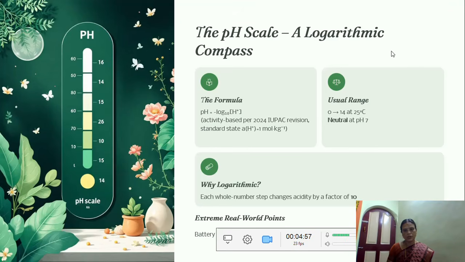So the pH scale is used to define a substance as an acid or a base, and this can be found out using a formula, that is pH is equal to minus log of H+ ion concentration. By knowing the concentration of H+ ions, we can define a substance as an acid or a base.